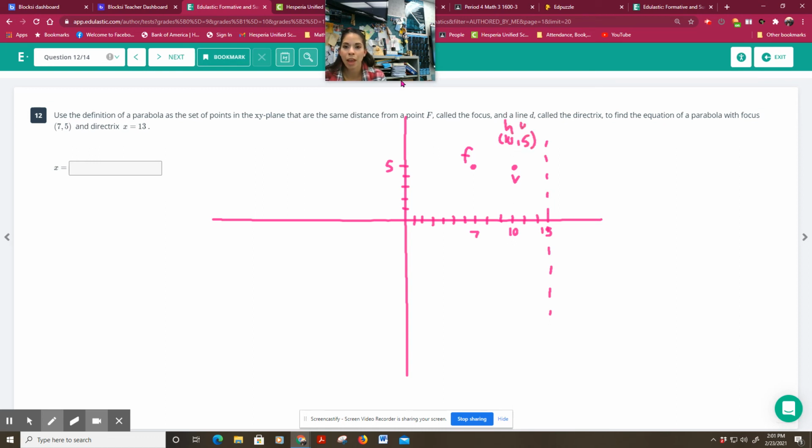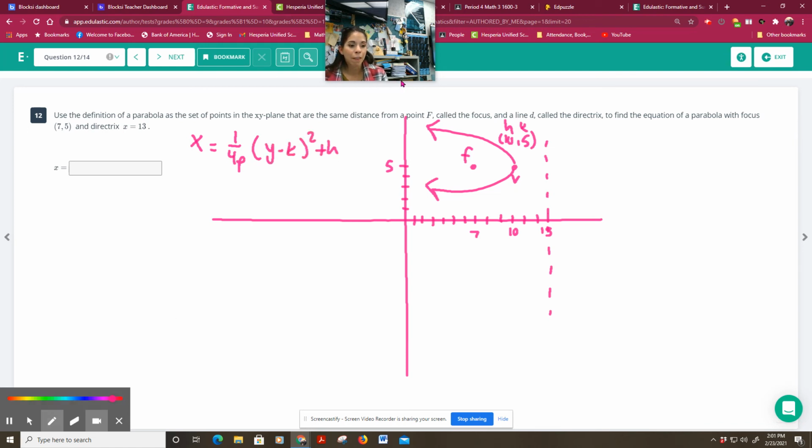That's my HK. And this parabola must be opening to the left because the parabola always surrounds the focus and the directrix is always behind the vertex. So it's a side to side, a right and left parabola. So that's x equals 1/4p times (y minus k) quantity squared plus h. I need to find the p-value, and that's the distance between the focus and vertex or vertex and directrix. It's a distance of 1, 2, 3 units, but it's a -3 because opening to the left is a negative direction.